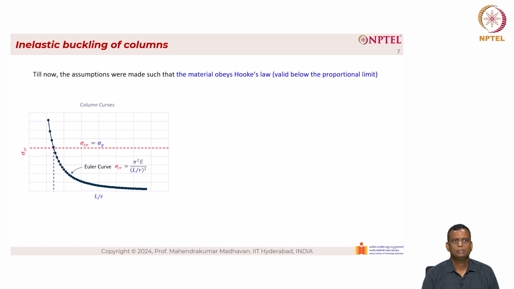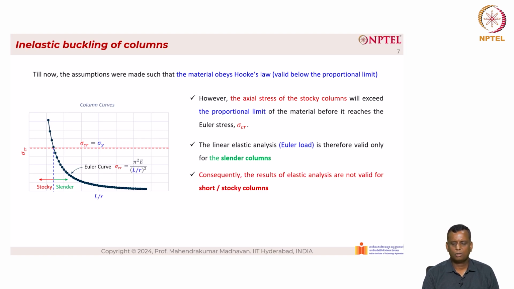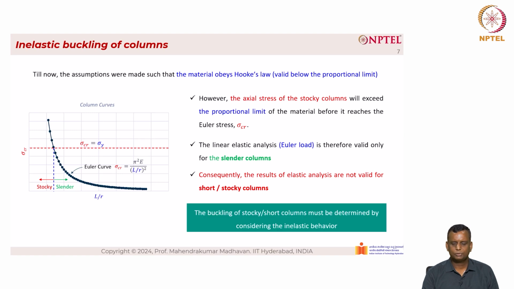The point corresponding to that differentiates between a stocky column as well as a slender column. The one to the left is a stocky column, which means that the column is shorter in length, and the one to the right is a slender column where the length of the column is much longer, having a higher slenderness ratio. However, the axial stress of these stocky columns will exceed the proportional limit of the material before it reaches the Euler stress, which is sigma critical. The linear elastic analysis, which is Euler load, is therefore valid only for the slender column. Consequently, the results of elastic analysis are not valid for short or stocky columns. The buckling of short or stocky columns must be determined by considering the inelastic behavior.